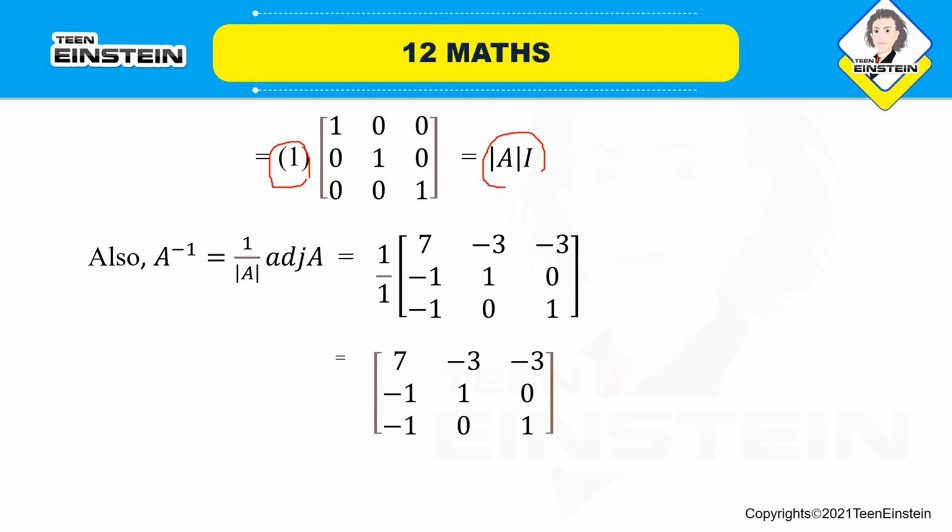Value of determinant A is 1, right? So that should be replaced by determinant A here. So determinant A into what is this? This is an identity matrix of order 3. So determinant A into I. So first part we have verified.